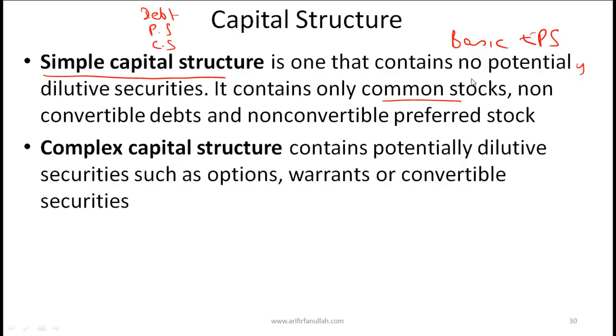There will be no need to calculate a diluted EPS because we don't have any securities or instruments that might create dilution. In a complex capital structure, we have potentially dilutive securities such as options, warrants, or convertible securities. What we just saw in the previous example was a complex capital structure where we had convertible preferred shares, and these potentially created dilution.